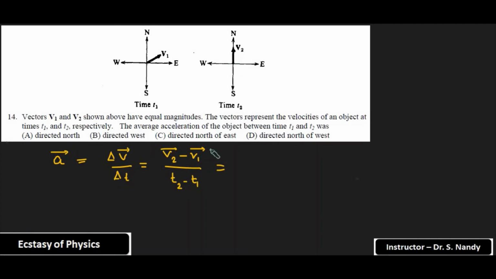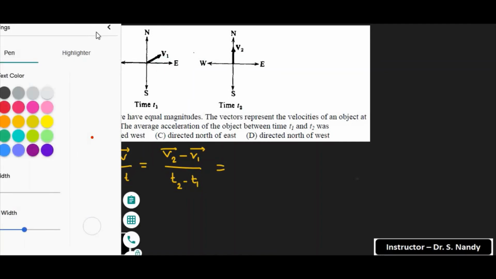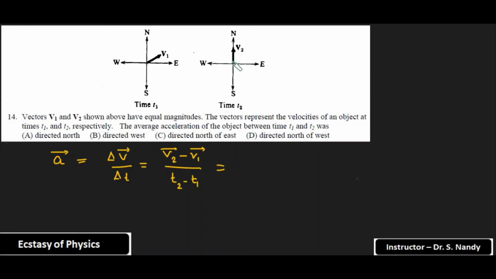Now here v2 minus v1, basically we have to find the subtraction of these vectors. So if we draw v1 and v2 in the same diagram, v1 will be pointed along this direction. To find the difference v2 minus v1, I have to take the opposite of the vector v1. The opposite of v1 will be pointed along this direction, so it will be negative v1. Here they are basically asking the direction of the average acceleration of the object.